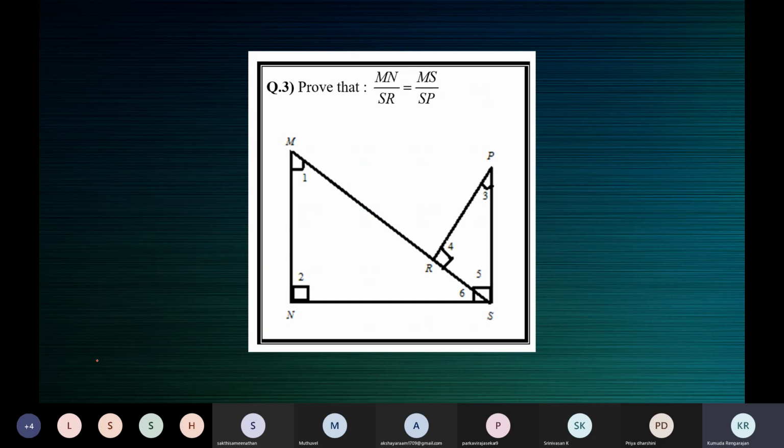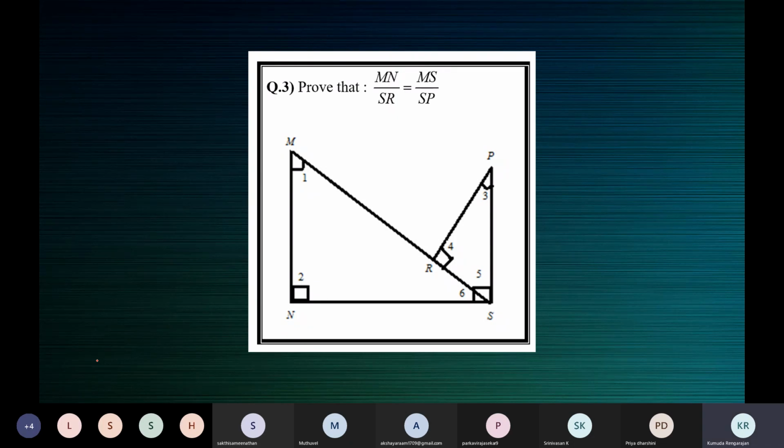How many triangles do we have here? See, children, the numbers will not be marked. Okay, we have taken the numbers. Numbers and all that will not be marked. 1, 2, 3, 4 will not be marked. So you have to mark it for the sake of convenience.